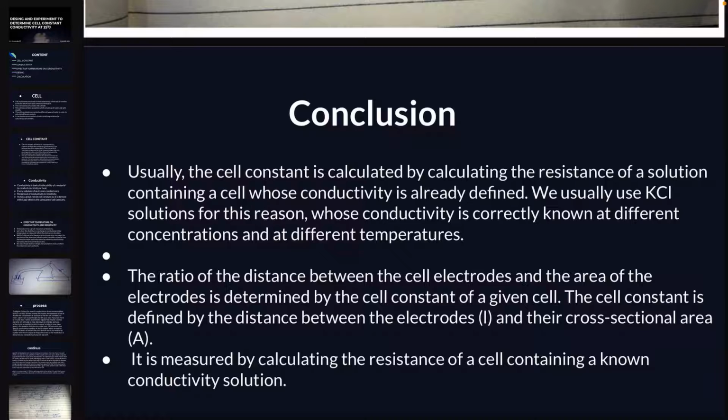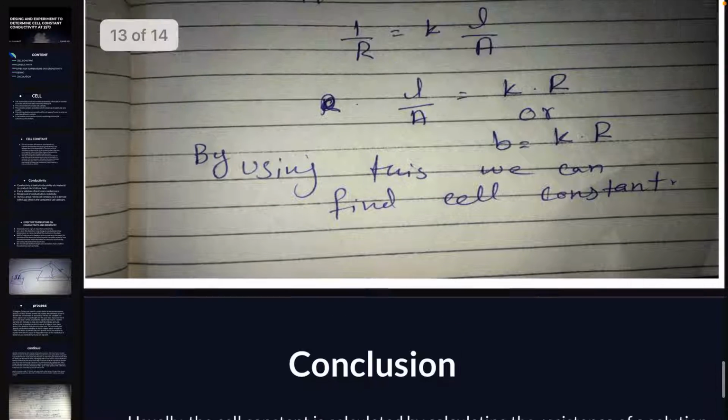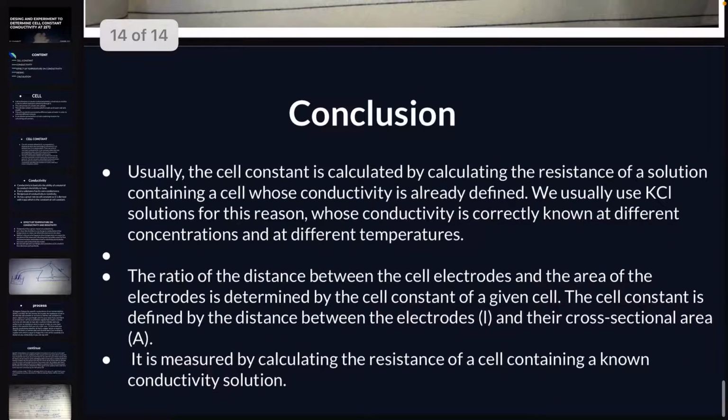The third and last conclusion is that it is measured by calculating the resistance of a cell containing a solution of known conductivity. So if we know the resistance of a cell, we can calculate its cell constant. This is a really important point: if we know the conductivity or the resistance of a solution, we can find the distance between the electrodes and the cross sectional area. But resistivity is very important, because it's quite a big process to find the resistivity of some materials and substances.